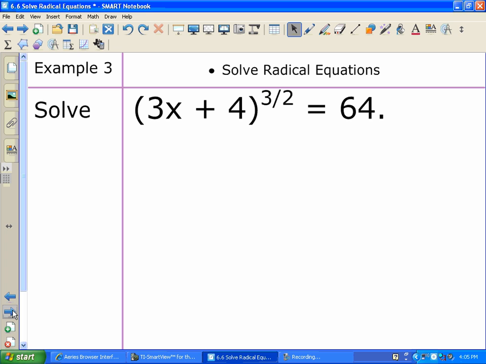That looks scary, Mr. Wood. I'm afraid I can't handle it. It looks hard. It's not hard. The same game. Isolate the radical. There's no radical here. Yes, there is. Radicals are fractional exponents.